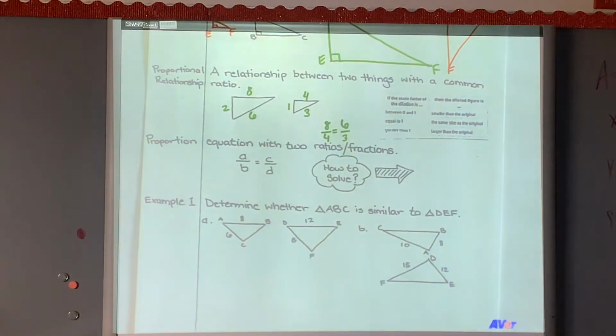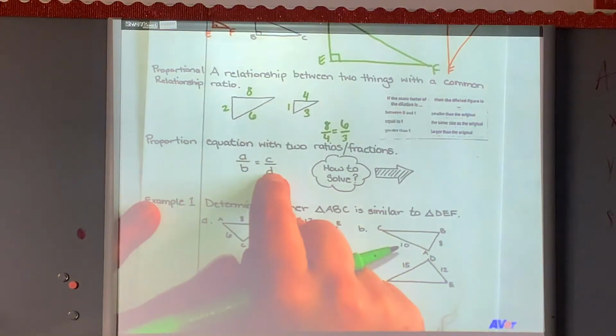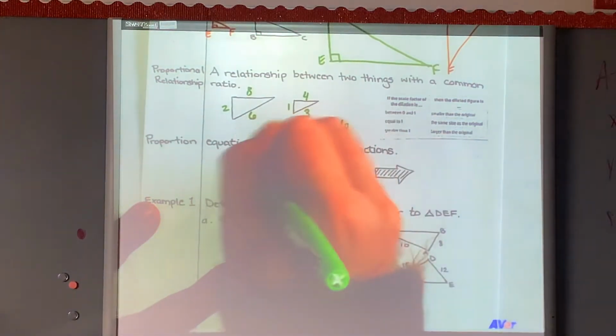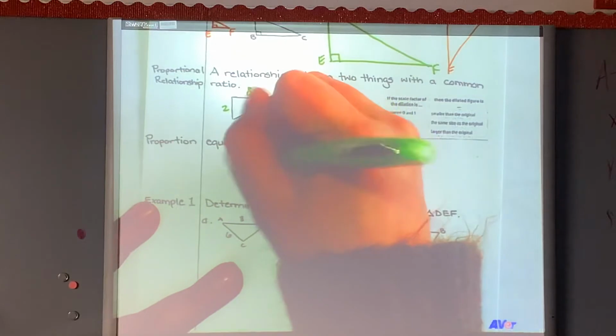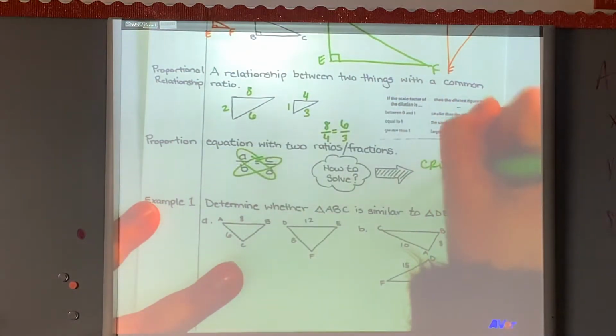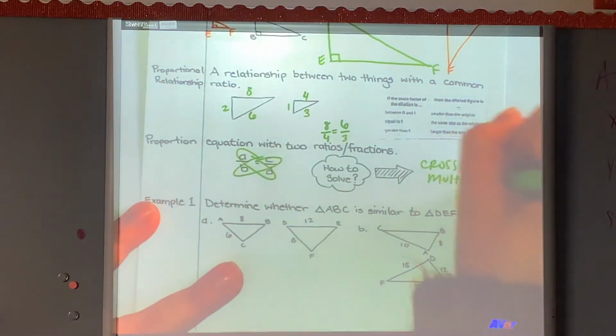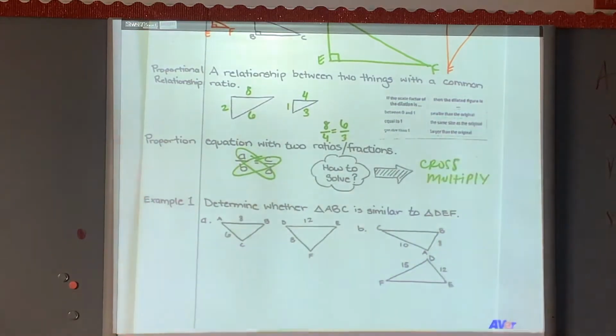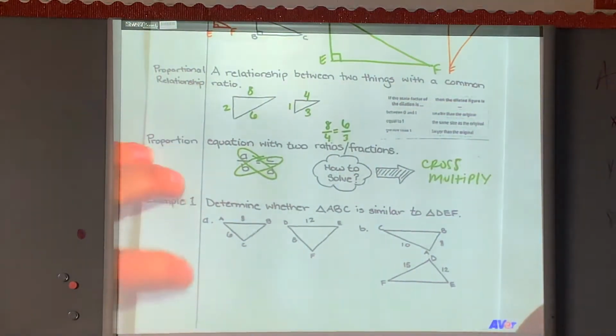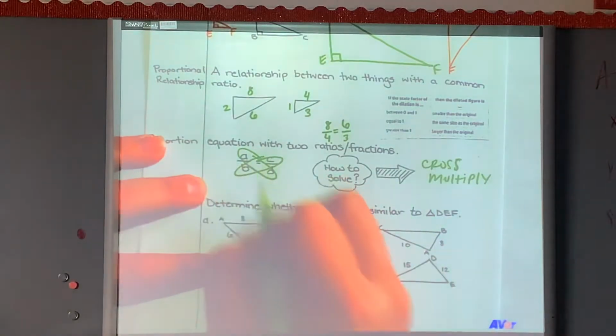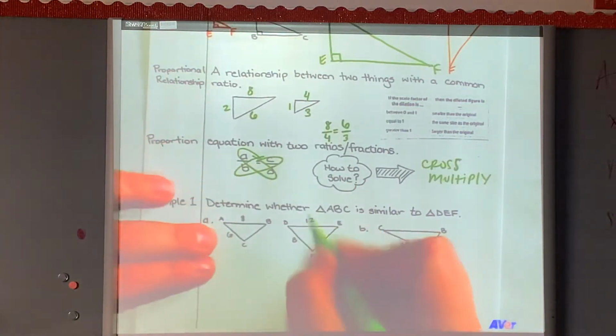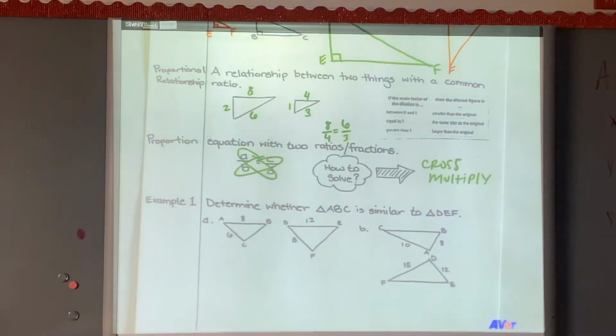Now, if we're trying to set fractions together and determine if they're proportional, we should set them up like this, and then we would use the method of cross multiplication. This is an old method that helps us figure out if the fractions are proportional. So let's take an example down here. Remember, we kind of cross multiply to see what their answers are. So I'm going to use different colors just to kind of keep myself organized.